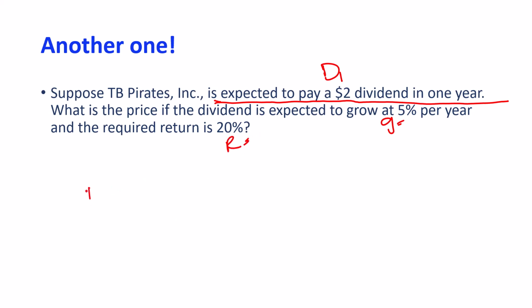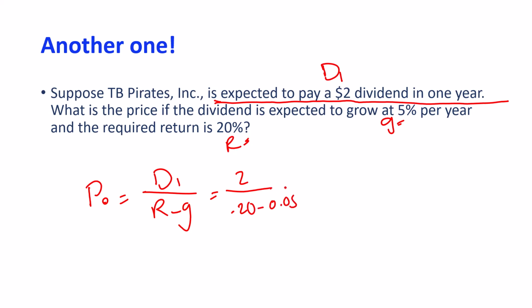So again, P0 would be D1 over R minus G. It would be $2 over 20 minus 5, which would be $13.33 for the price of this stock. And let's look at another one.